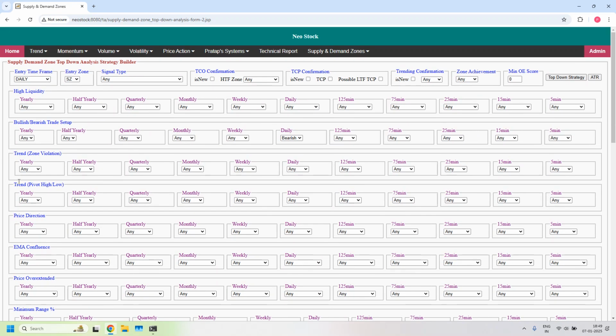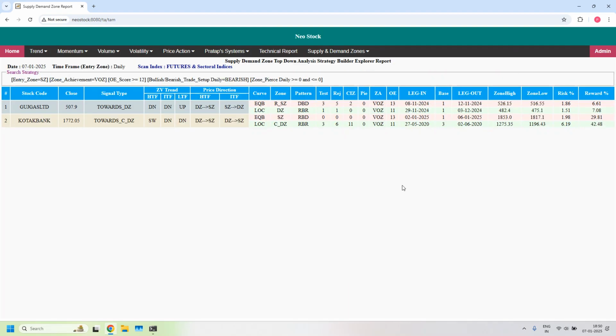Zone achievement, violated opposing zone, minimum odd enhancer score 12. All 3 filters are applied to daily supply zone. Let's filter. We got only 2 stocks. Currently these 2 stocks are supporting bearish trade setup for daily income trade. And the entry zones are daily supply zones.